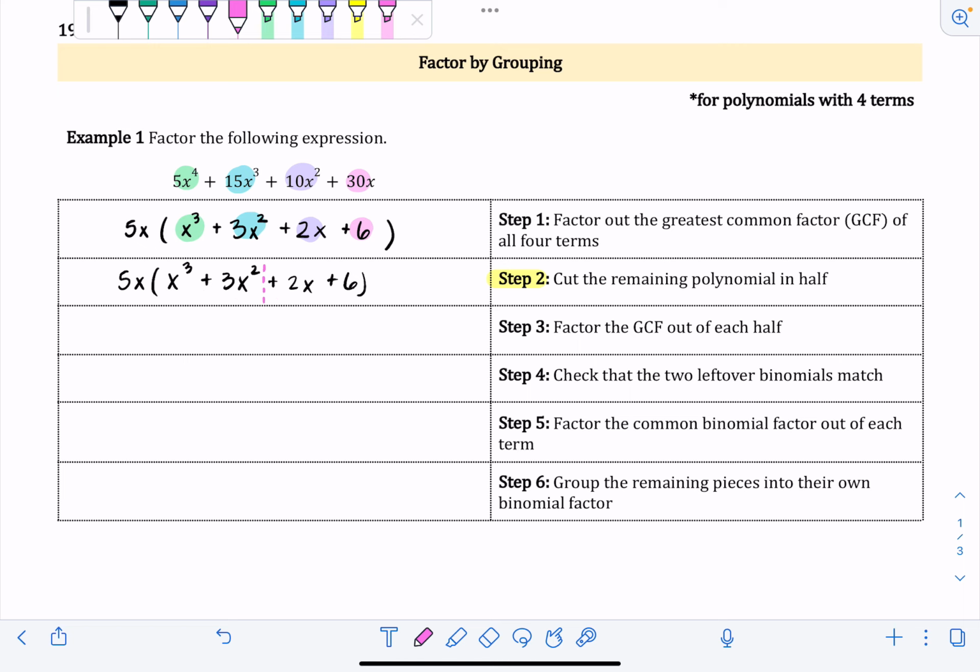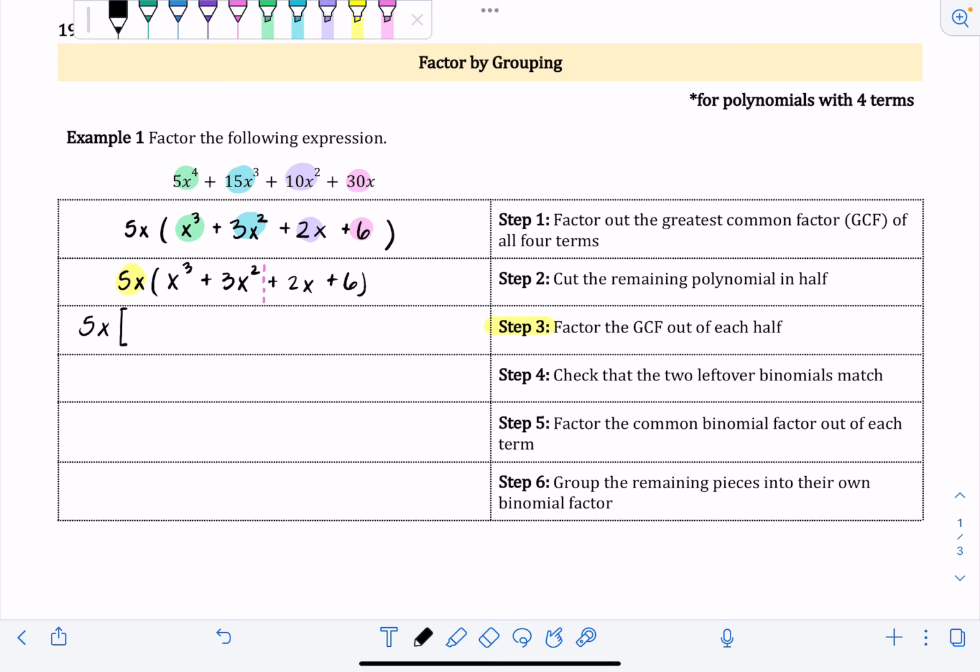Okay, and then step 3 says factor the GCF out of each half. What that looks like is this 5x needs to continue to stay in front, so I'm just going to copy that down. Then I'm going to switch over to brackets because we'll be using quite a few parentheses in a second, so it'll keep our work a little bit neater. So a bracket right here.